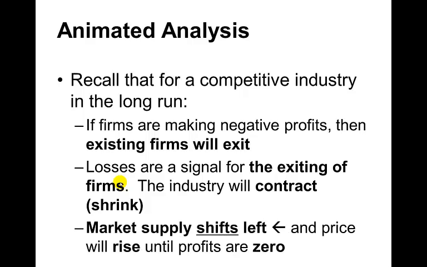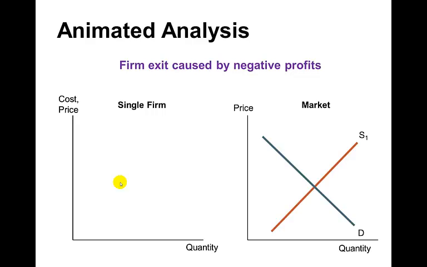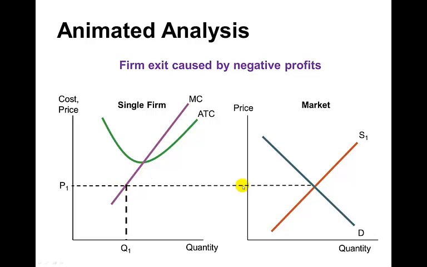So what does this look like? Well, here's our setup in the short run. In the short run, the market price is given by the intersection of the supply and demand curves, and here that is below the minimum average total cost curve of my single firm, and let's just say it's above the average variable cost curve, which we can't see here, so my firm's producing something here.